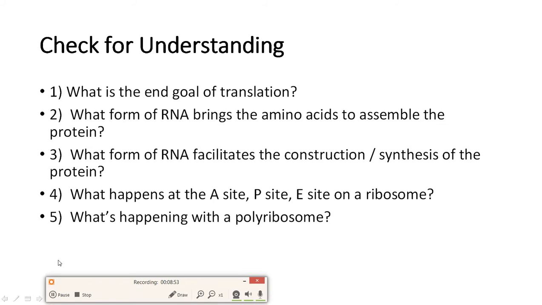What happens at the A, P, and E site? At the A site is where the tRNAs first come in. At the P site is where the polypeptides are assembled. And at the E site, the tRNA is ejected or exits the ribosome. And lastly, what's happening on a polyribosome? Multiple ribosomes are producing a protein.